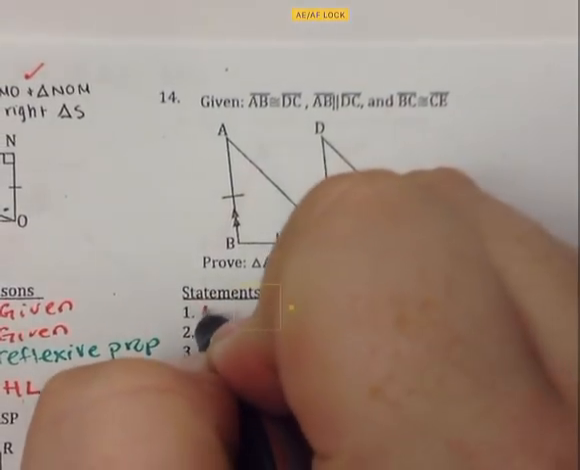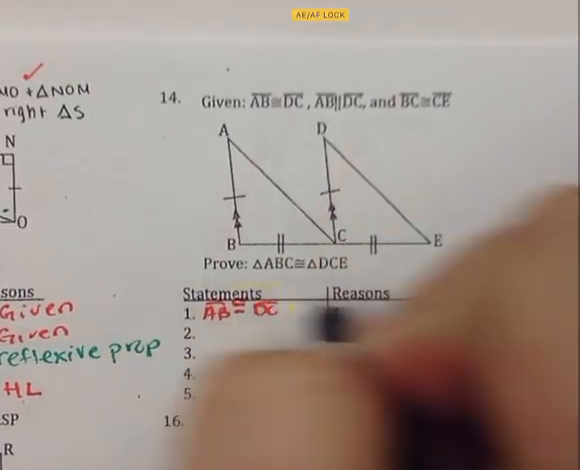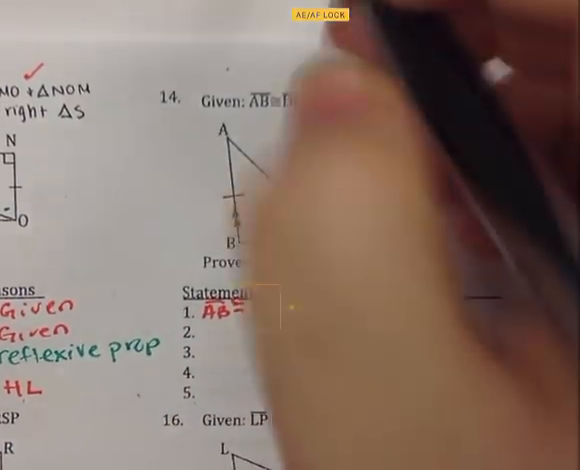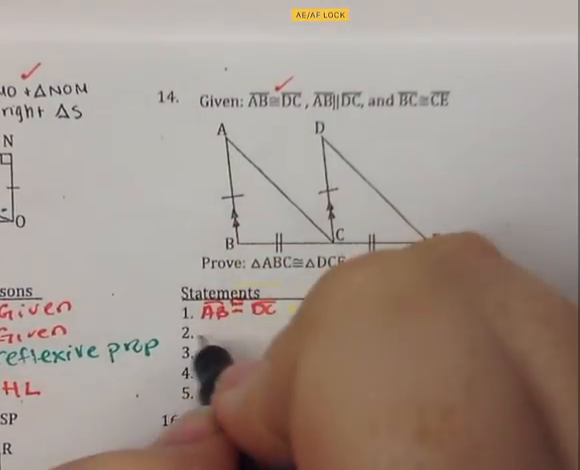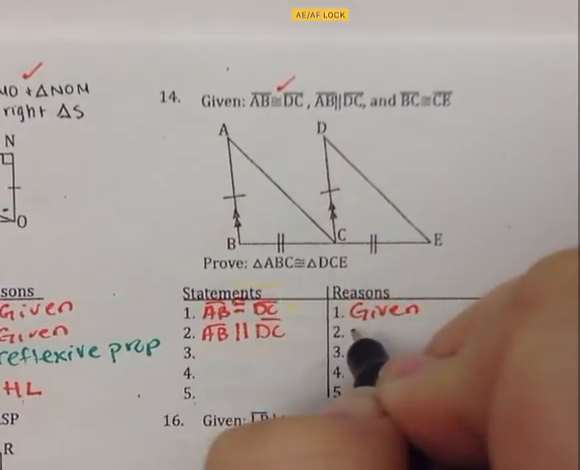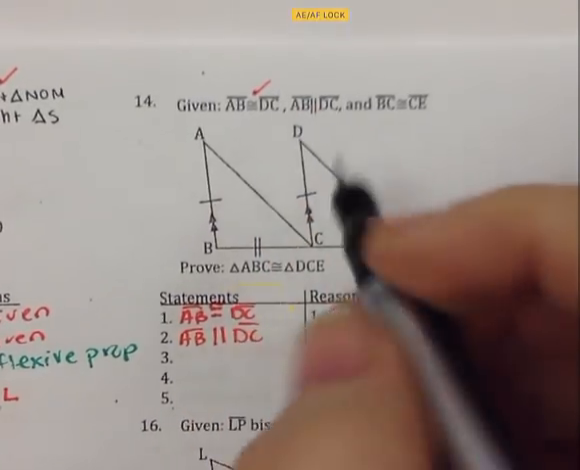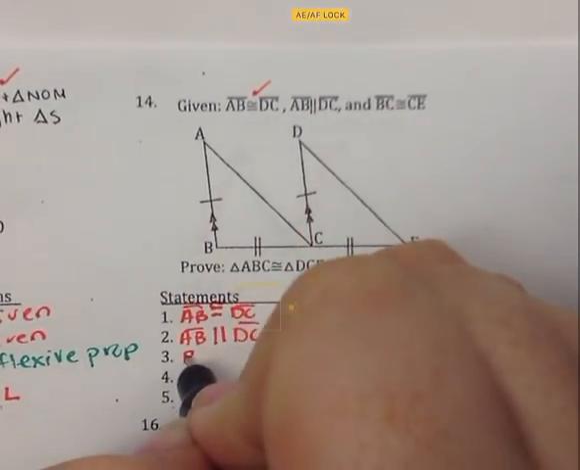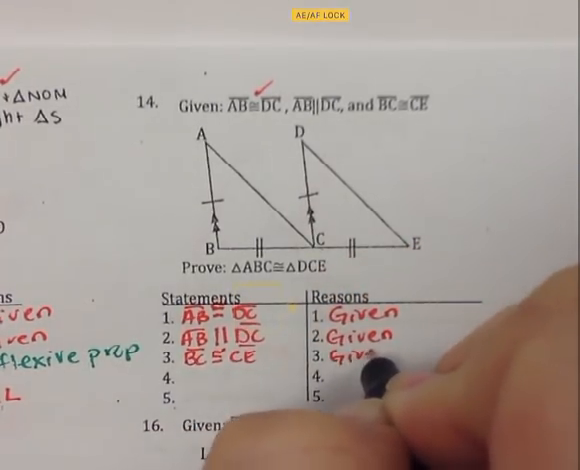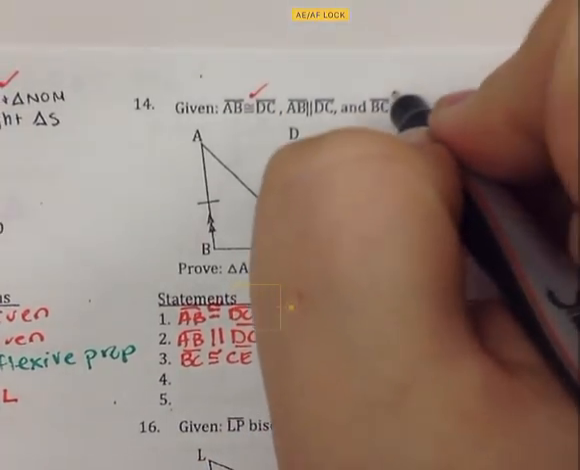Segment AB is congruent to segment DC because it's given. So AB has a tick mark, DC has a tick mark, check. Segment AB is parallel to segment DC because it's given. I can't put a check mark on that because it doesn't say congruent. Then segment BC is congruent to segment CE because it's given. BC has tick marks, CE has tick marks, so we can put a check.